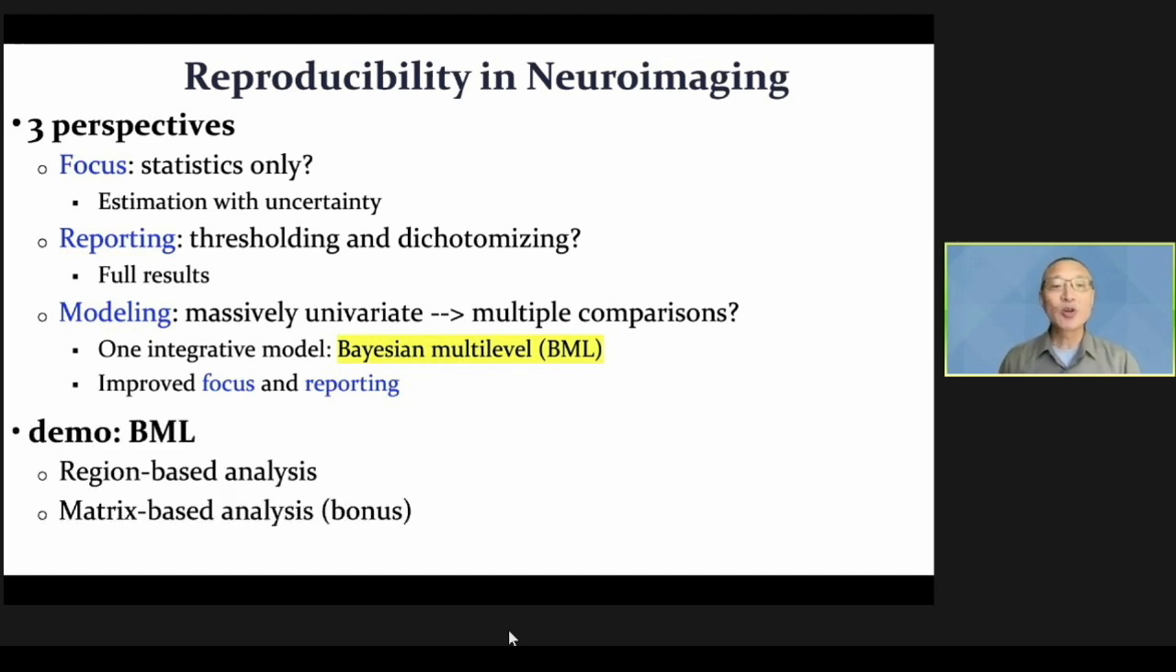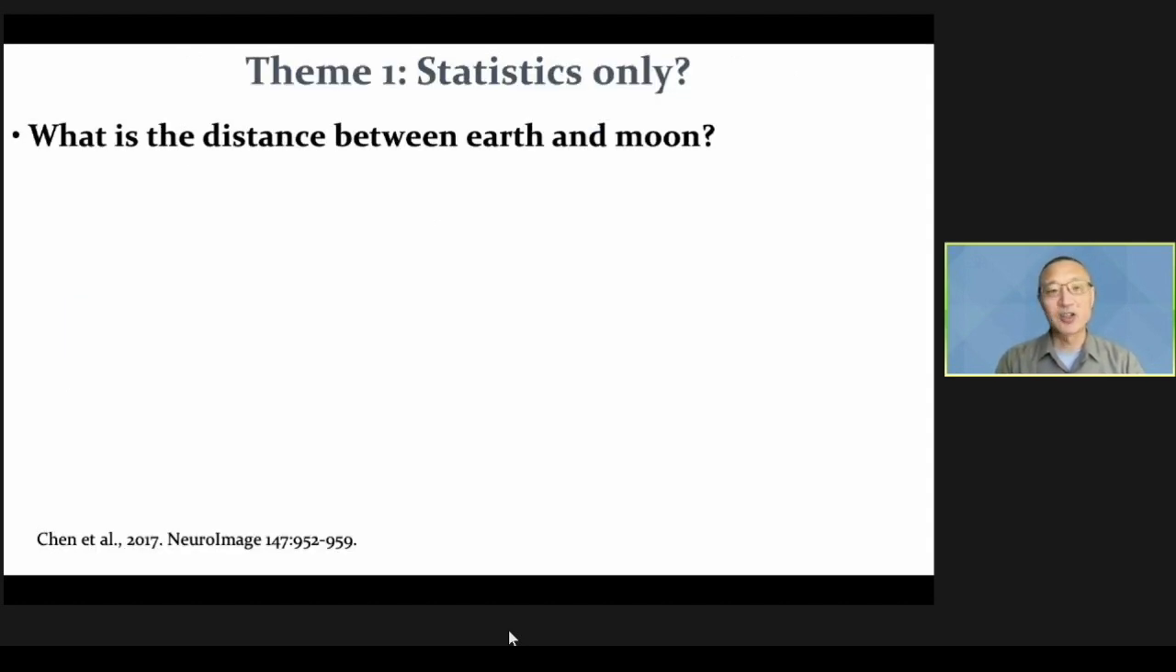So I'm here to offer an alternative using Bayesian multi-level model. We build one model, so automatically the multiple comparison issue is dissolved. More importantly, we can also improve the focusing. We report full results without filtering, and we show effect estimates and their uncertainty. So let's start with the first perspective.